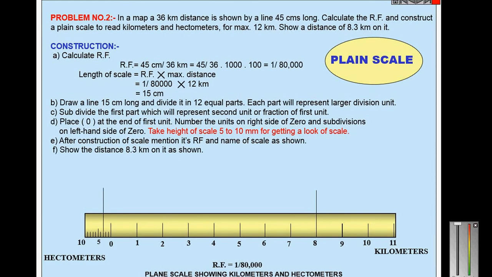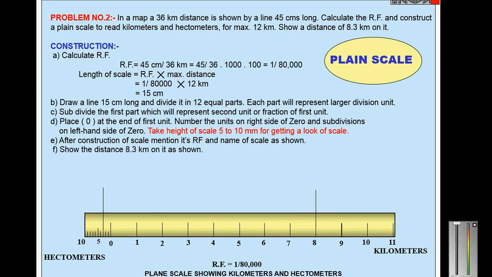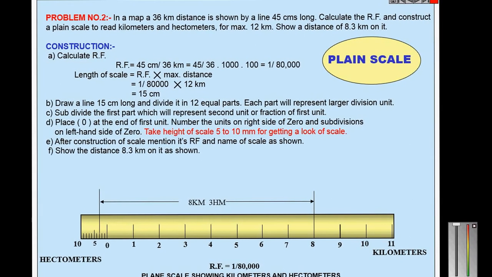And in the main scale you can take 8 kilometer, and in the subdivision take the third division, which is 3 hectometer, which means 0.3 kilometer. So this is 8 kilometer and 3 hectometer.